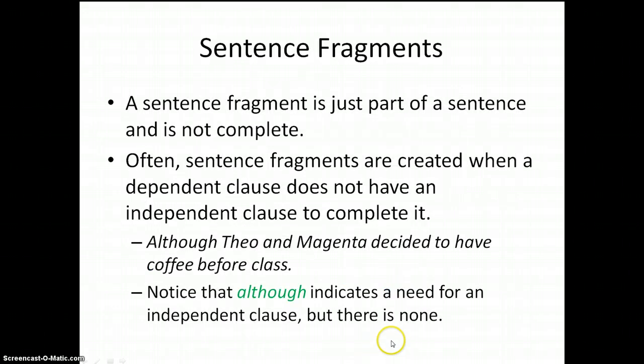A sentence fragment is just part of a sentence and it's not complete. And sentence fragments often are created when you have a dependent clause that does not have its independent clause to complete it. So, although Theo and Magenta decided to have a coffee before class, notice that although indicates a need for an independent clause, but where is it? It's not there.